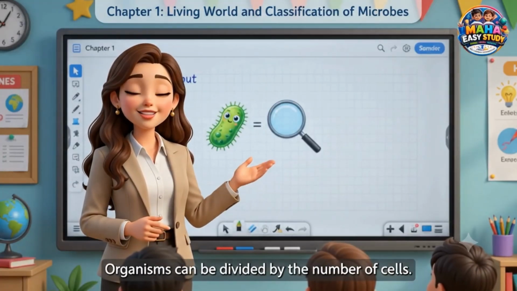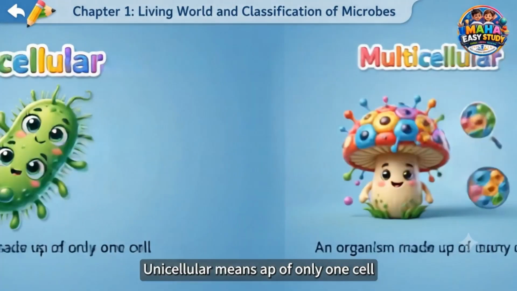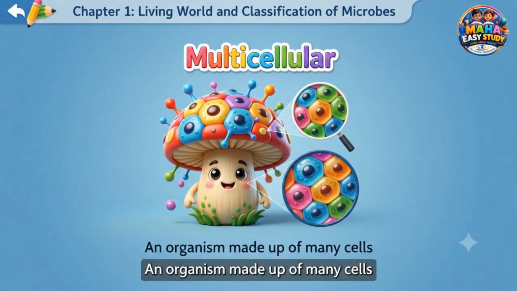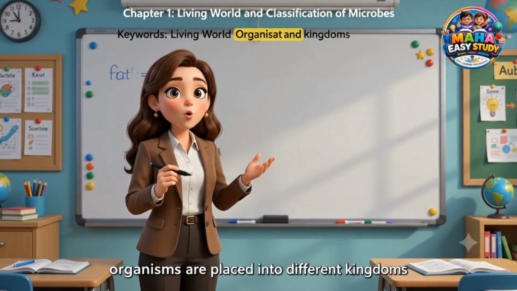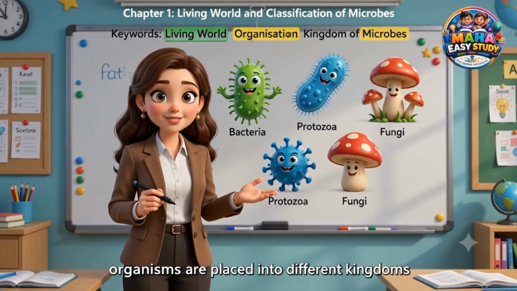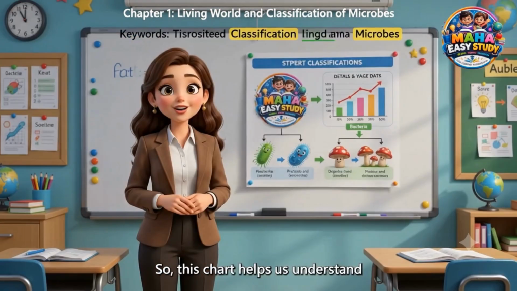Organisms can be divided by the number of cells. Unicellular means an organism made up of only one cell. Multicellular means an organism made up of many cells. Using these characteristics, organisms are placed into different kingdoms, such as Monera, Protista, Fungi, Plantae, and Animalia. Organisms are classified step by step.